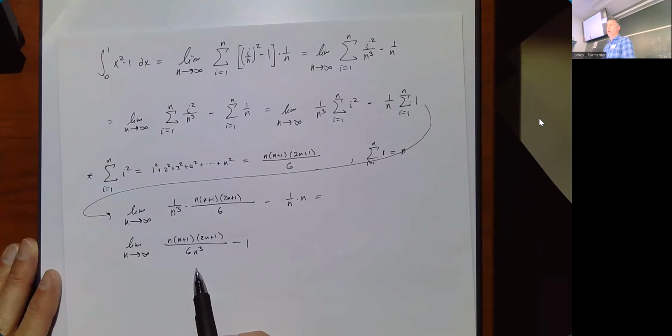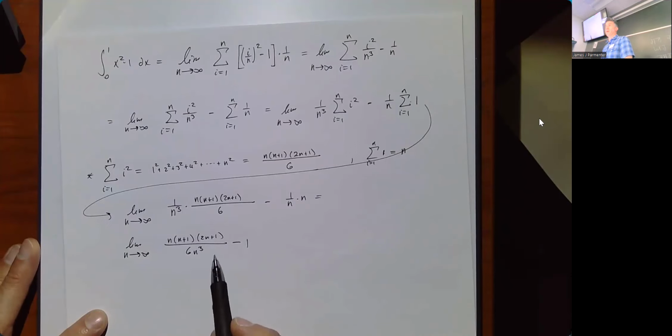Show me on your fingers. Yeah, that many. Thank you. Yes, 3. Cool. What's the highest power of n in the numerator, even though I didn't multiply it out?